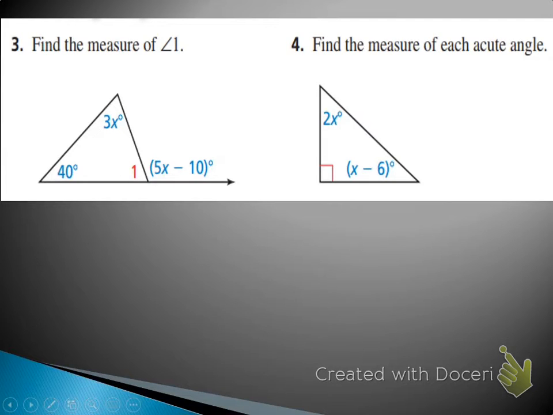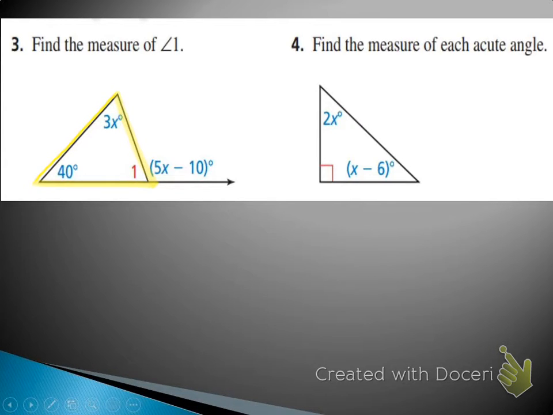So, this first question on the top of 5.2 notes says find the measure of angle 1. I got this question a lot yesterday. Is this 1 degree? No. It's just the name of the angle instead of a bunch of letters. It's 1. You can kind of look at what you're given.